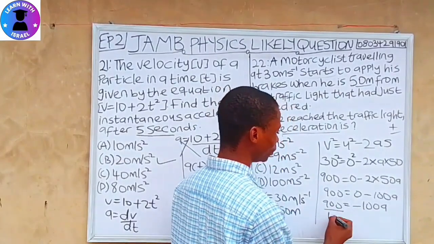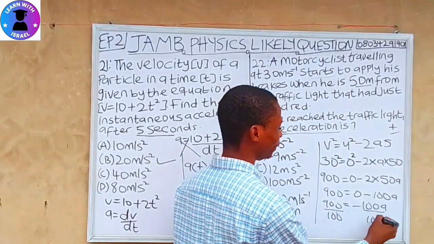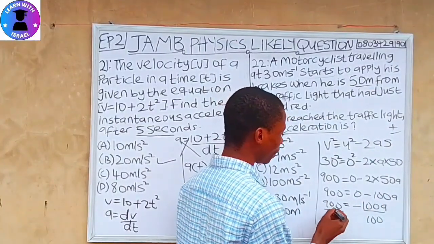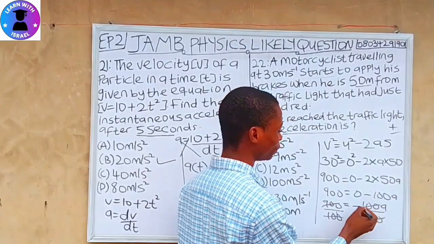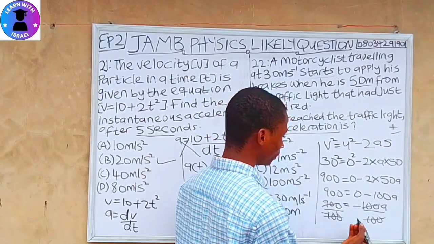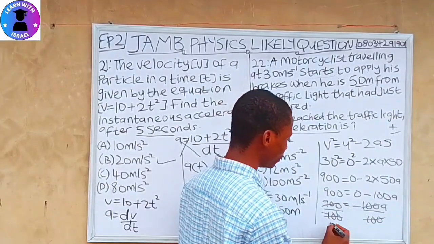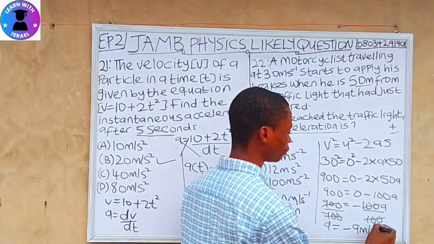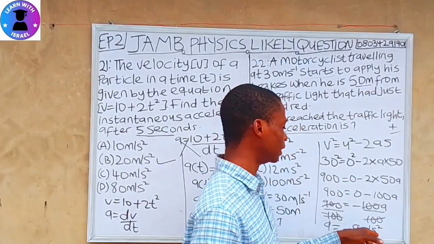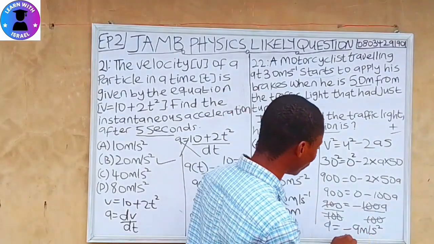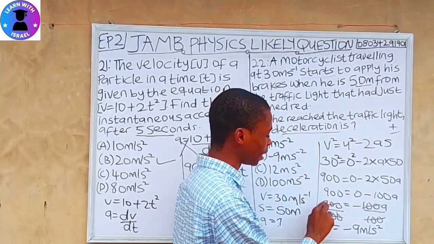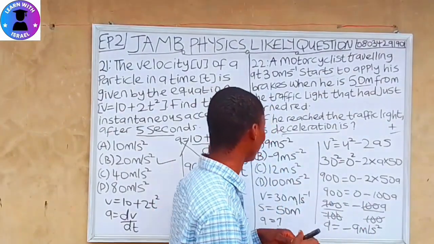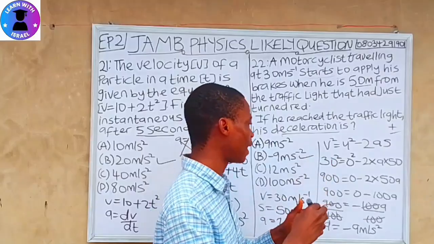So let's divide by 100 to get our answer, to make our acceleration the subject of the formula. So let's divide. 900 divided by 100 is 9, and 100 divided by minus 100 leaves us with a, which is the acceleration. So our acceleration is minus 9 meter per second square, because acceleration is measured in meter per second square. And don't forget to put this sign. So let's check our option. Yeah, we can find that in option B, minus 9 meter per second square.